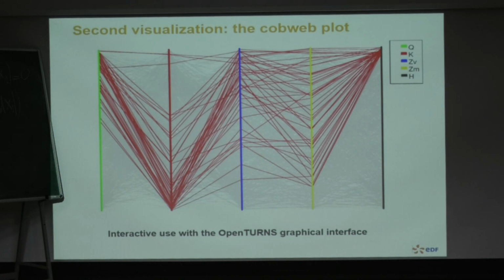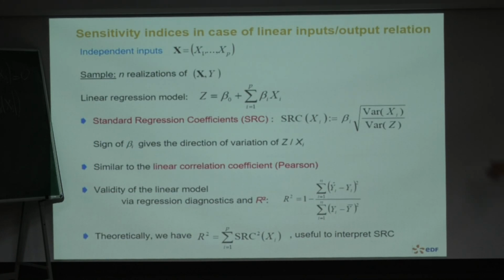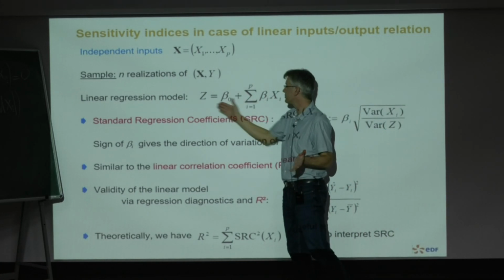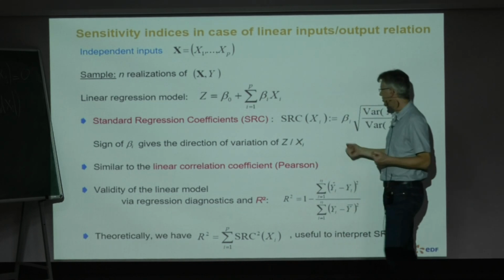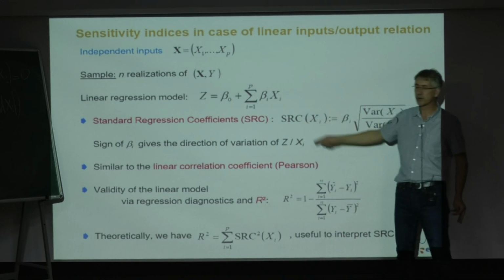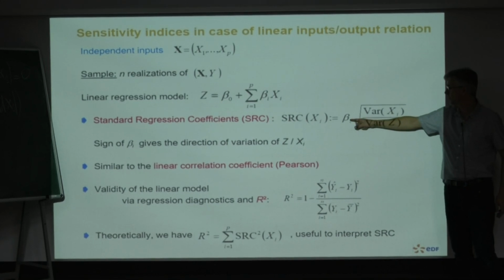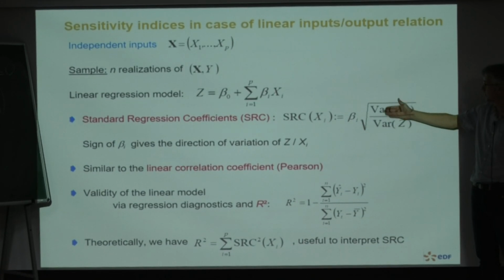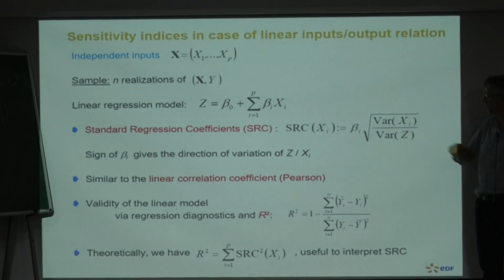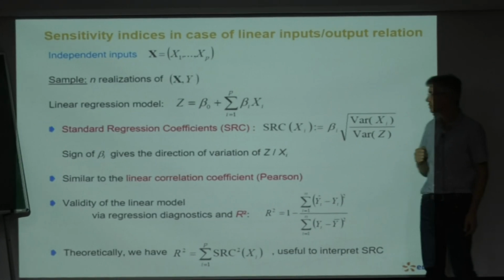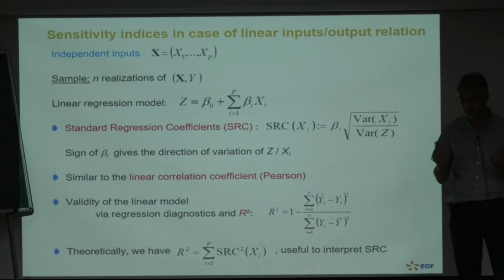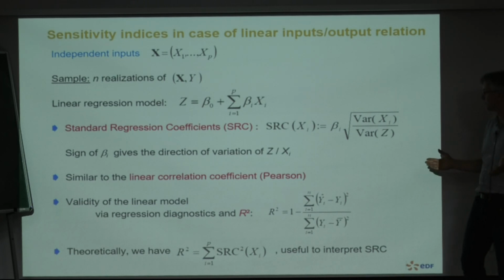Okay, so now if we want to be more quantitative, we use the standard tool first. We propose to perform a linear regression model on the data, and we can define what we call the standard regression coefficients, which are just the regression coefficients standardized by the ratio of the standard deviations of x and the standard deviation of the output. This is called standard regression coefficients. Okay, and so these coefficients are easily interpretable because they are between -1 and 1.